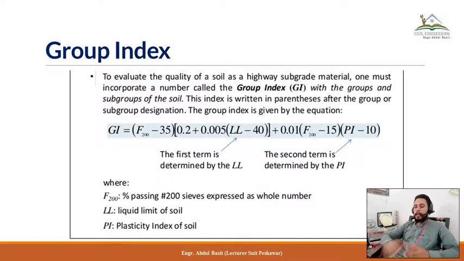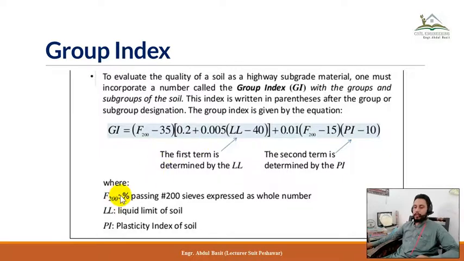Now coming to the group index. If you want to evaluate the further quality of the soil as a highway subgrade material, you have to use the group index equation. You can see that it looks like a very long and varying equation, but it is not. It is so simple, not a complex equation. It has a few values that you are very much aware of.